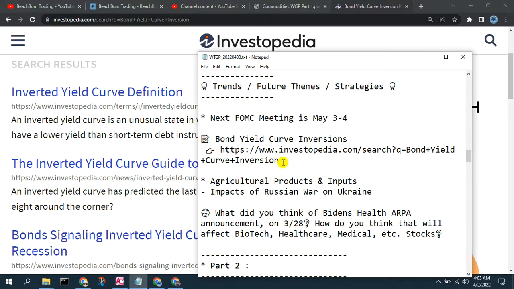So I'd recommend that you read these articles and get familiar with what this means. Does it really mean a recession, or is it just an indicator? What are the time frames? How does the stock market tend to behave in the interim? And again, it's no reason to panic, but it's good to understand the impacts of the bond yield curve inversion. So again, I'll leave this link and you can read these articles, and we'll talk about that further in the future.